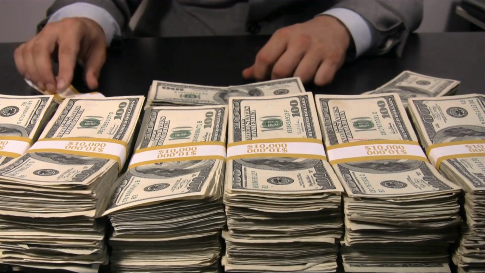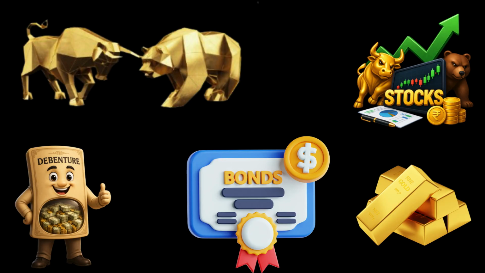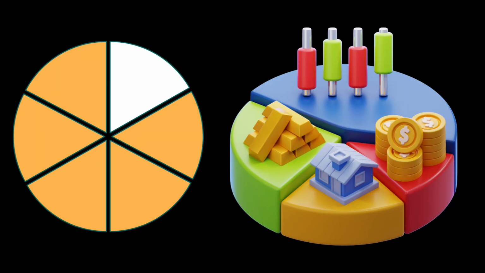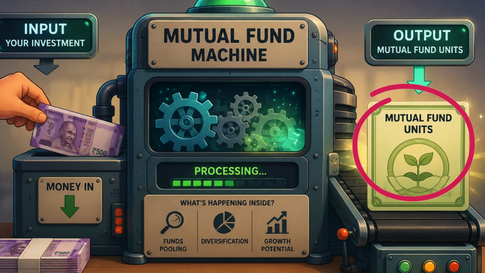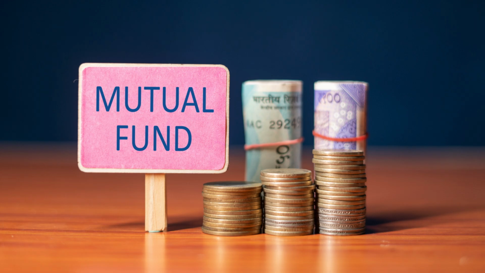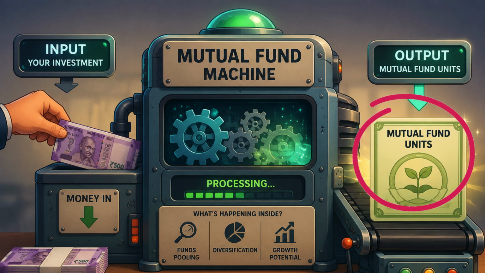Thousands of investors pool their money together. The fund manager invests that money in different securities. Each investor owns a proportionate share of the entire portfolio. That ownership is represented through units. Now, how do you get these units? Whenever you invest in a mutual fund, you don't buy shares of the asset management company. Instead, you receive mutual fund units.